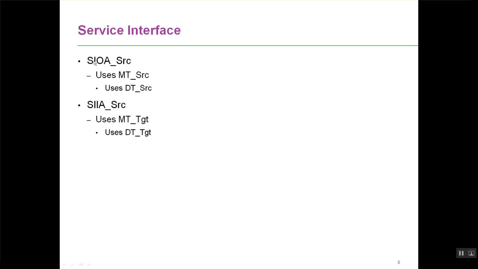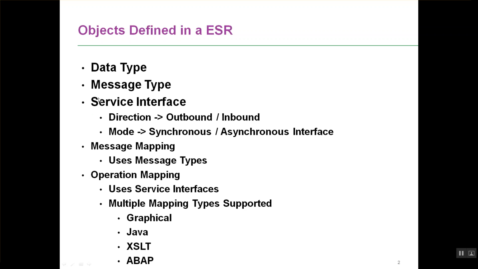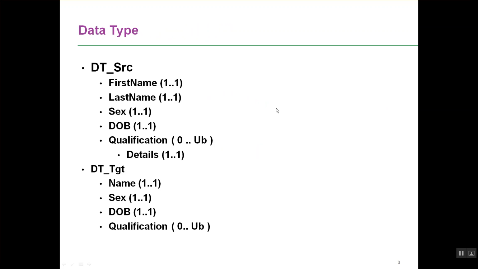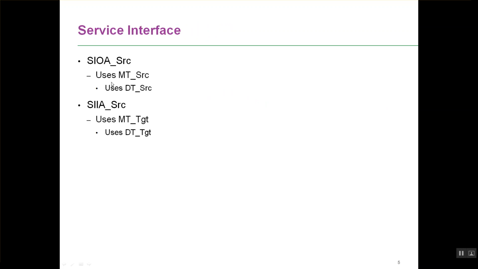Then you would define two service interfaces, one for the sending system and one for the receiving system. So SI_OA, what does this mean? SI stands for service interface, O stands for outbound, A stands for asynchronous. Source, same way, SI stands for service interface, I stands for inbound, asynchronous. So if you go back to the first slide, remember, we are going to define one outbound interface and one inbound interface, and both of them are asynchronous. So you are going to define those service interfaces here.